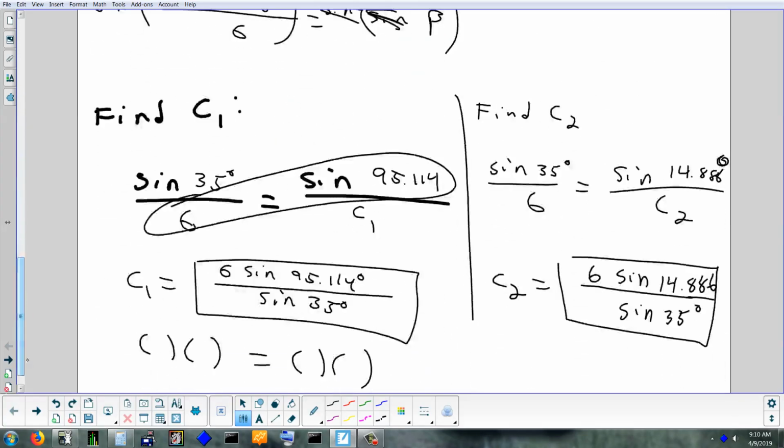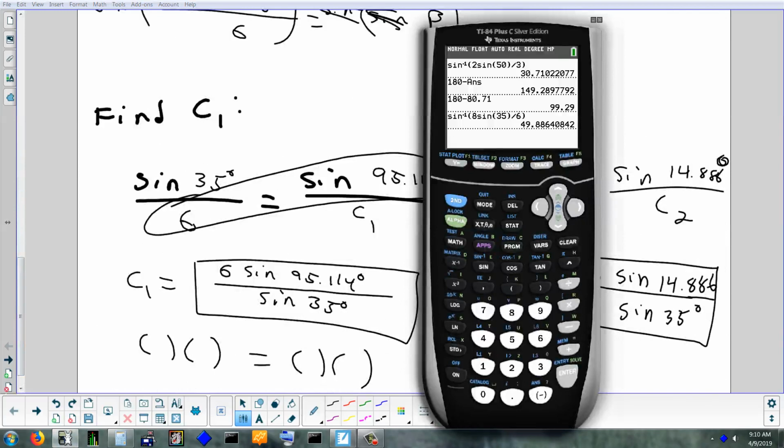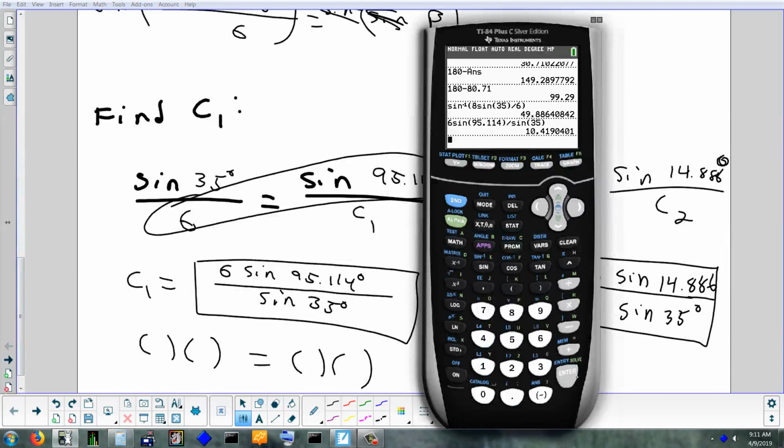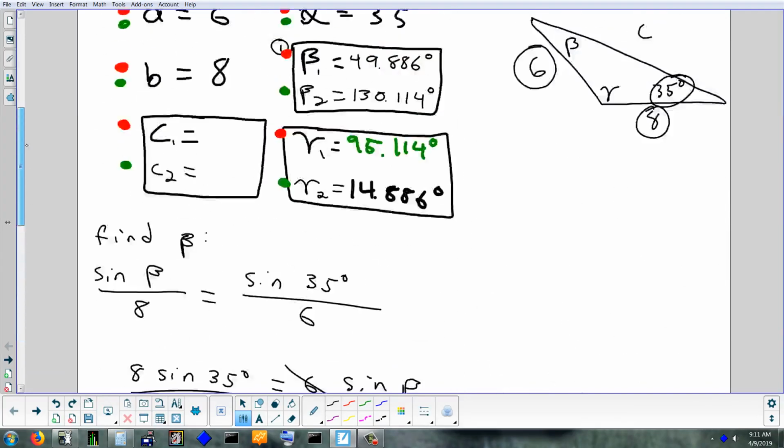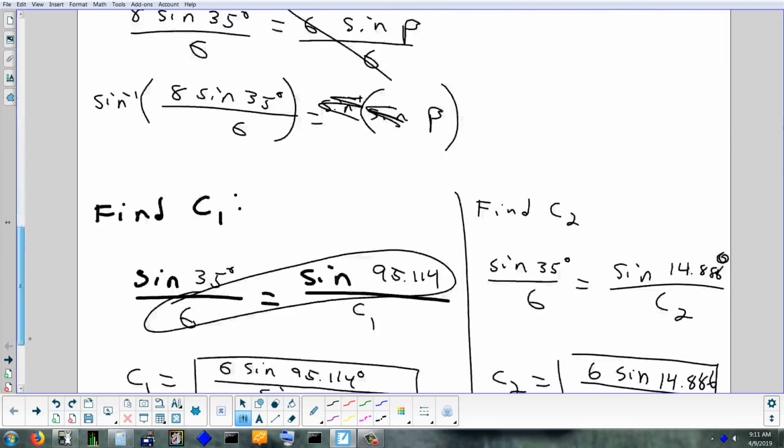All right, so let's get C1. So we got 6 sine 95.114 divided by sine 35. Okay. So anyone who tried that on their own, did you get 10.419? Yep. Okay, then you did it right. Or we all did it wrong. Right, so 10.419. And now let's do C2.